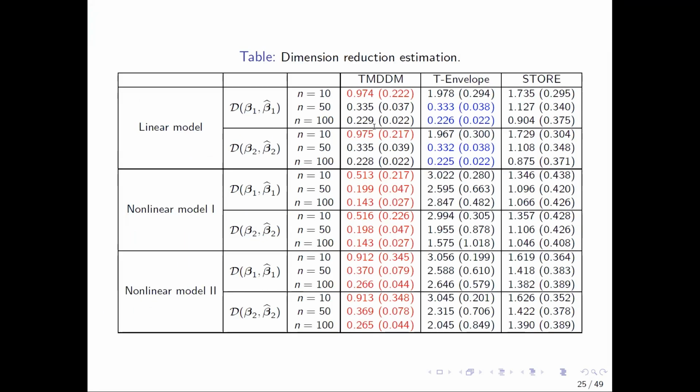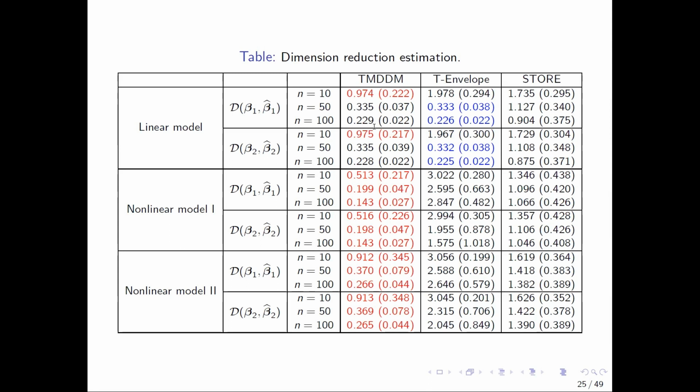Then this table is summarizing the dimension reduction results, reporting the average and standard deviation of d distances. A smaller d distance means that approach is giving more accurate dimension reduction results. When we consider the linear model, our approach and the T-envelope approach are generating very comparable results. STOR is generating slightly higher d distance. But when we consider a very small sample size, our approach is generating slightly better results in terms of a smaller d distance.